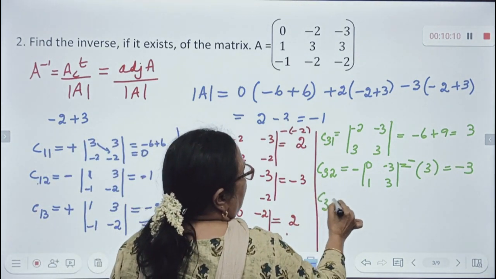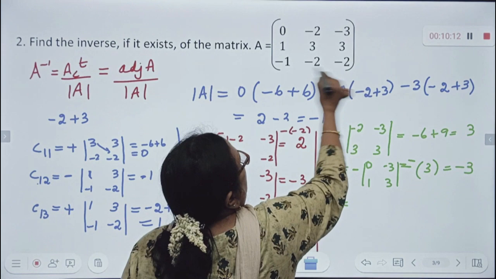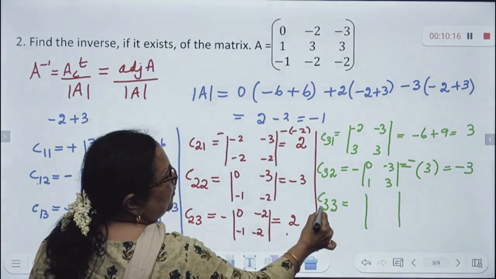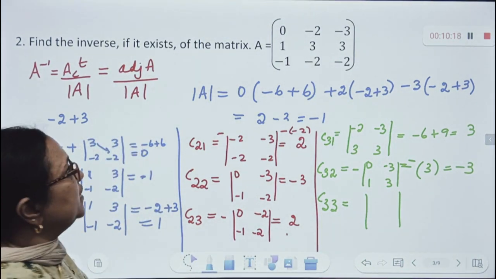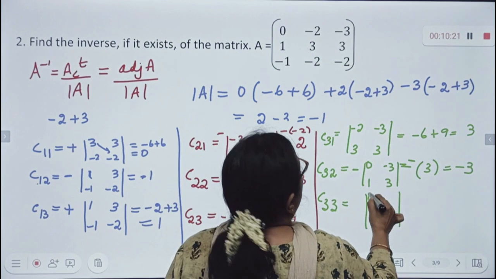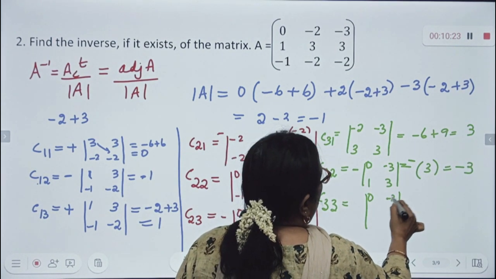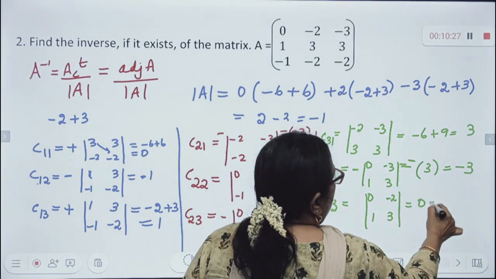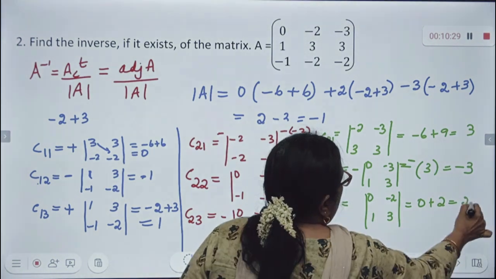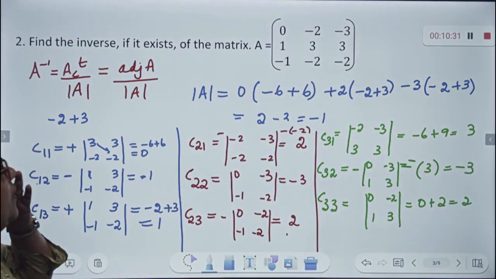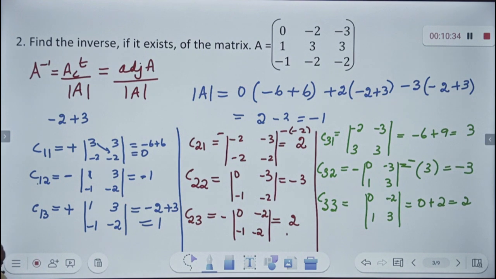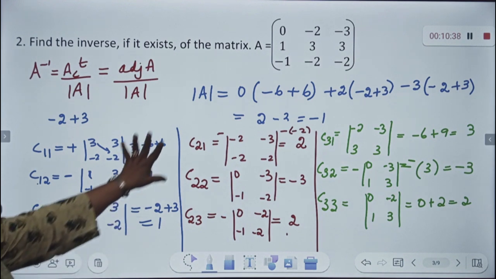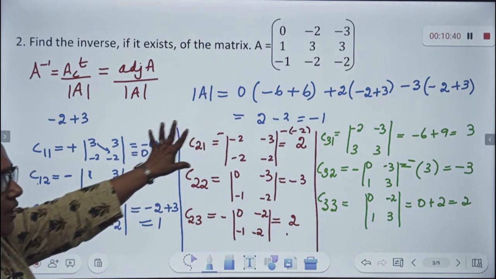C33, for this element, leave out that column and row. Plus only, because 3 plus 3 is 6, which is an even number. I will get 0, minus 2, 1, 3. So this is 0 minus of minus 2, plus 2. So 3, minus 3 and plus 2. So what is the cofactor matrix? So we have now determined all the cofactors and we also have the value of the determinant of A.